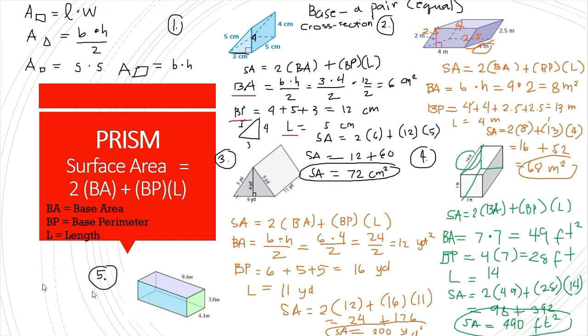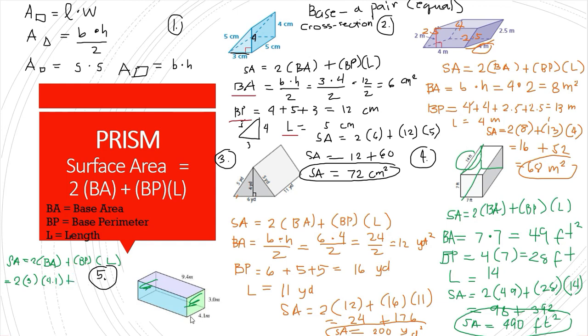What about this last number here? Okay, let's use the formula right away. Surface area is equal to 2 times your base area plus base perimeter times your length. Right, so 2 times, what's your base area? This is your base, huh? So what is your base area? You just have to multiply 3 times 4.1. Okay, so because it's a rectangle, so 3 times 4.1, we can solve that later.